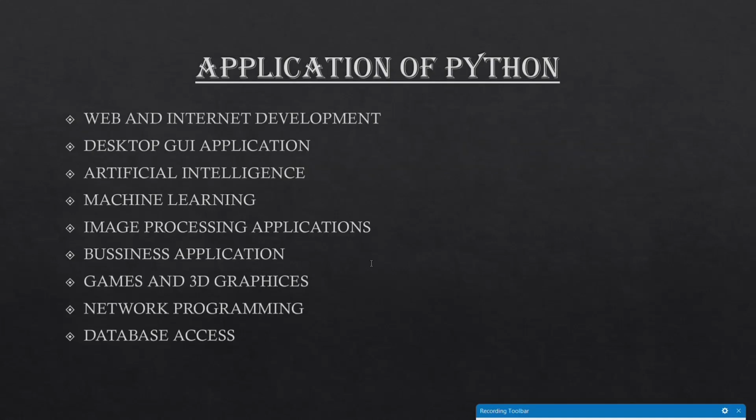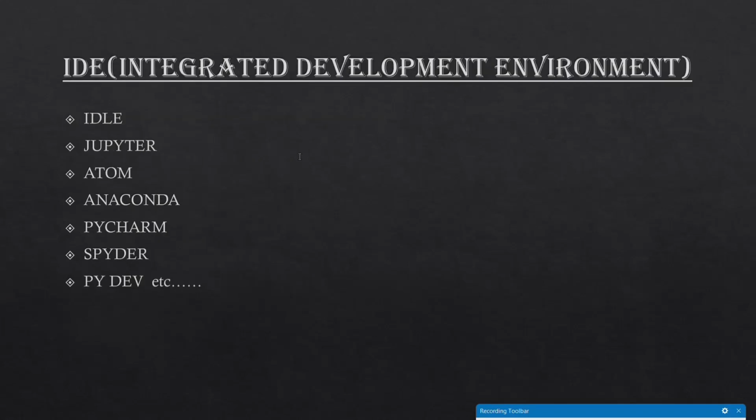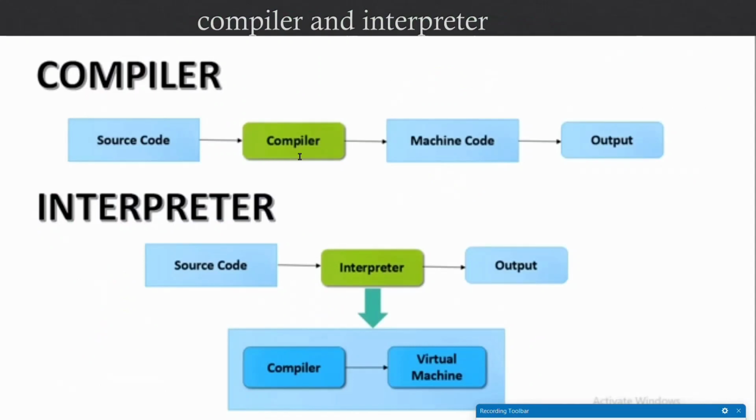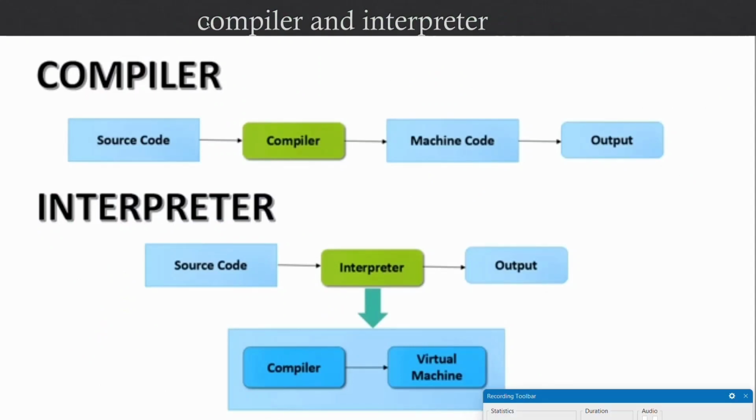Now, the applications of Python are web and internet development, desktop GUI applications, artificial intelligence, machine learning, image processing applications, business applications, games and 3D graphics, network programming, and database access. We use it to create applications like these. Some of the IDEs we use are IDLE, Jupyter, Atom, Anaconda, PyCharm, Spyder, PyDev, Visual Studio, etc. These are the images of Python IDEs.